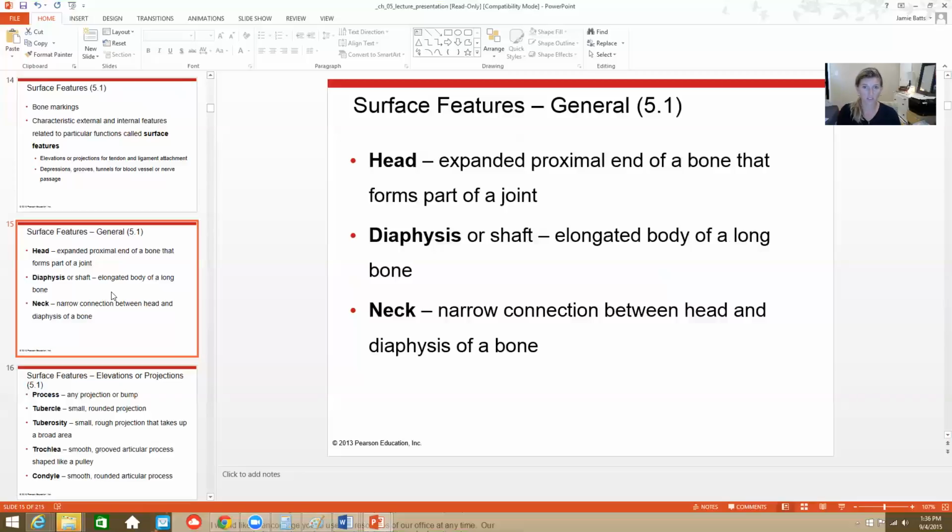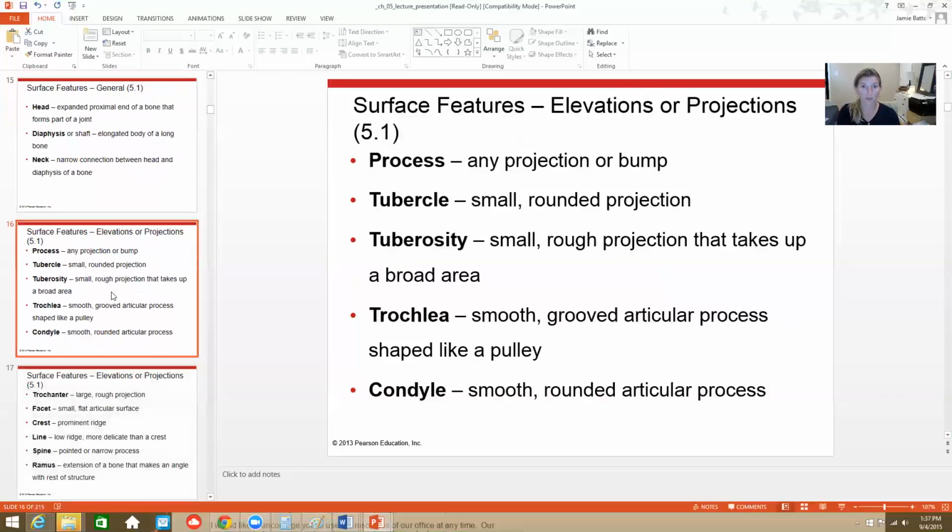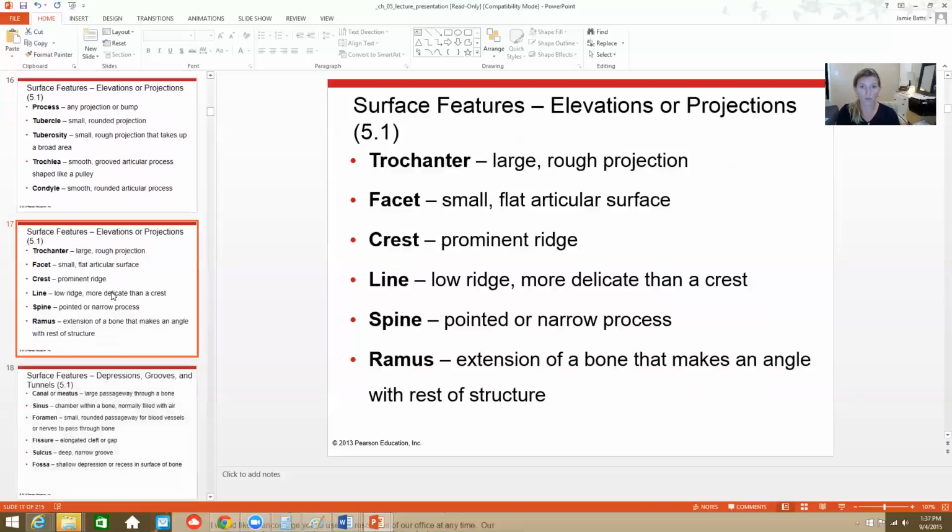The diaphysis is the long part of a long bone. The head is usually like a circular part of a long bone. And some of these terms are only specific to certain types of bones. Like these are usually terms that are used to describe long bones. Process, tubercle, tuberosity, trochlea, condyle, these are all elevations or projections that are on all of our bones and different varieties: trochanter, facet, crest, line, spine, ramus.